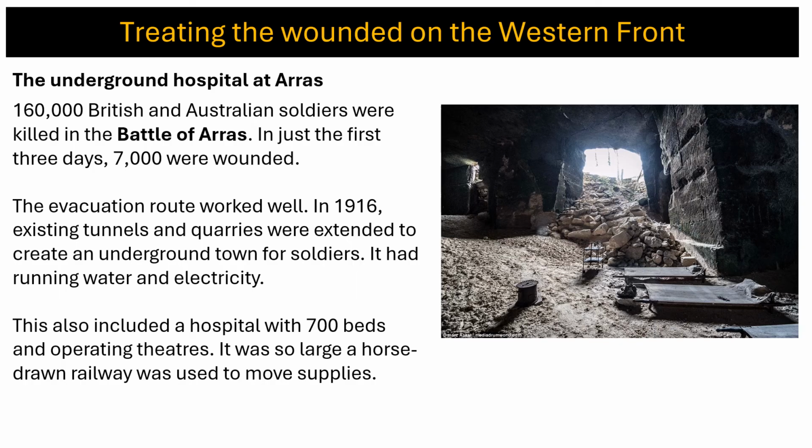Okay, let's talk about the underground hospital at Arras. So we've already found out that the chalky atmosphere at Arras was really good for tunnelling. 160,000 British and Australian soldiers were actually killed at the Battle of Arras, and in just the first 3 days, 7,000 were wounded. And the evacuation route worked well.